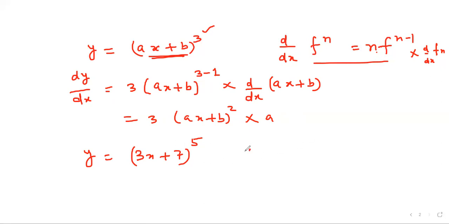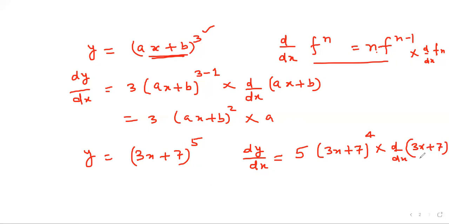So dy by dx will become 5 f power n minus 1. So 5, then 3x plus 7 whole power 5 minus 1, that is 4, into d upon dx of the function. The function is 3x plus 7. And the differentiation of 3x plus 7 gives 3. So we can say 5 into 3, 3x plus 7 whole power 4, which is our answer.